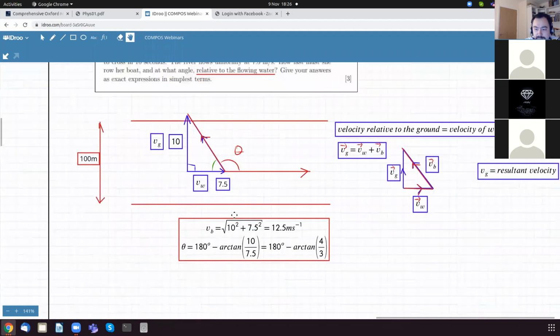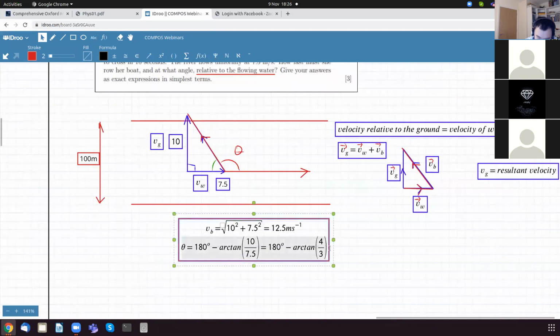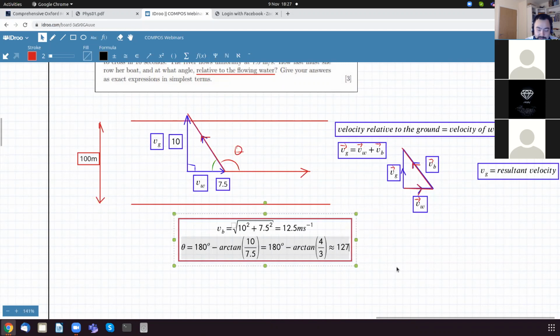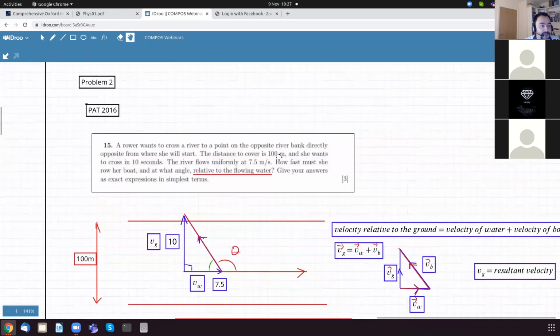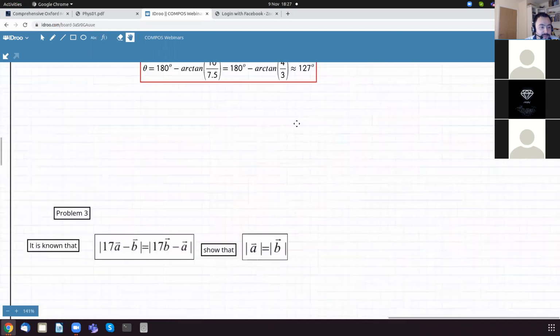So in this case, it is approximately... This is how you would give an answer if you're not using a calculator. This is a valid answer: 180 minus tan inverse of 4/3. But because we have technology, we can calculate it to be 127 degrees. So yeah. Okay, so this is the first two questions.